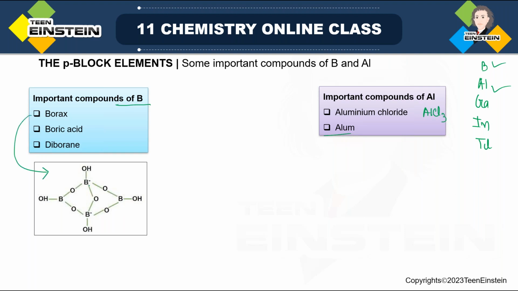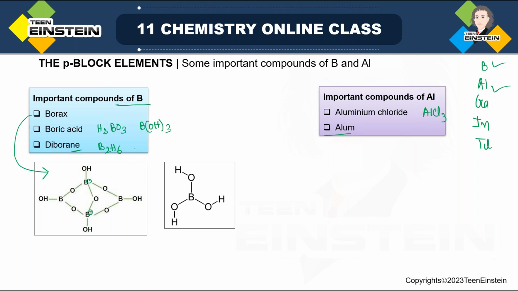So this is basically borax, where 2 negative charges are there over boron, because total 4 coordination is there. So these 2 negative charges will be balanced by sodium. So actually the formula for borax is Na2B4O7, but here we can see only the anionic part. Then for boric acid, the structure is like this. It is H3BO3, or sometimes it is also written as B(OH)3. Both are fine. And diborane is B2H6, which is a dimer of BH3, that is hydride.